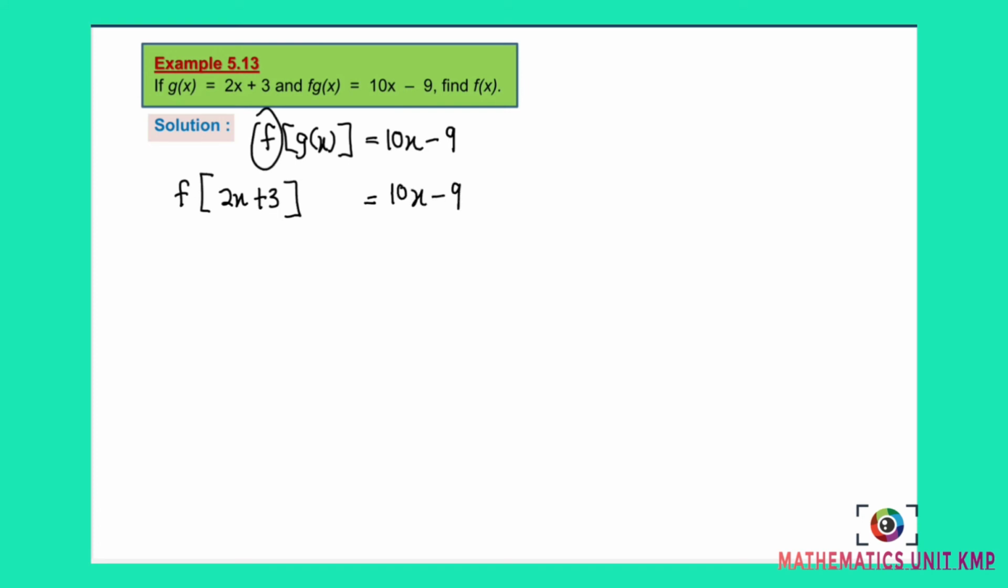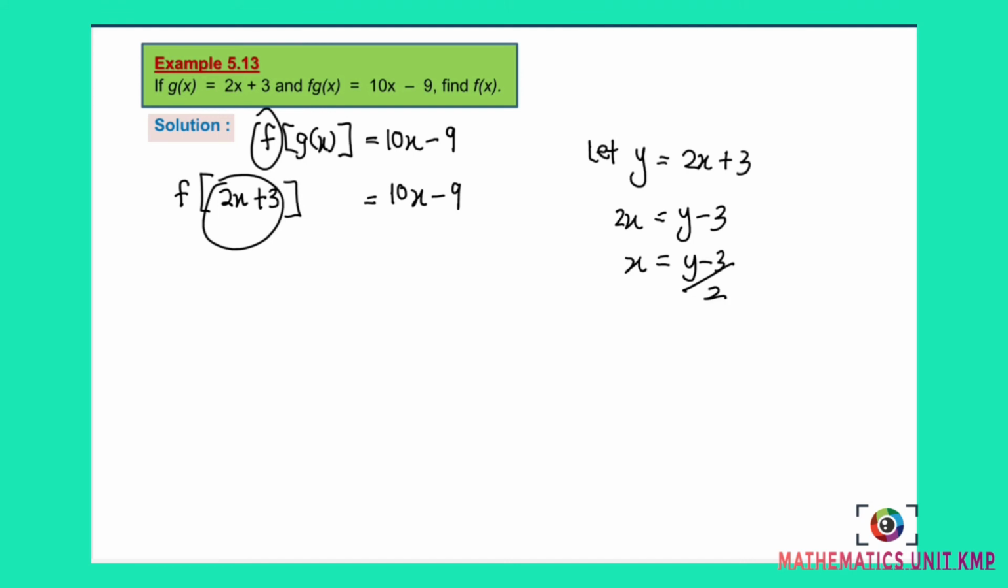Alright, understand. Now, dalam ini, dia mesti single object. Bila maksud saya single, you kena wakilkan dia sebagai satu huruf yang lain. Saya let y equal 2x plus 3. Faham? Bila 2x plus 3, 2x equals y minus 3, I rearrange to get x perkara rumus. Sebab apa? Sebab kejap lagi bila kita tukarkan ini sebagai f(y). Nampak? Kita dah wakilkan tadi kan?